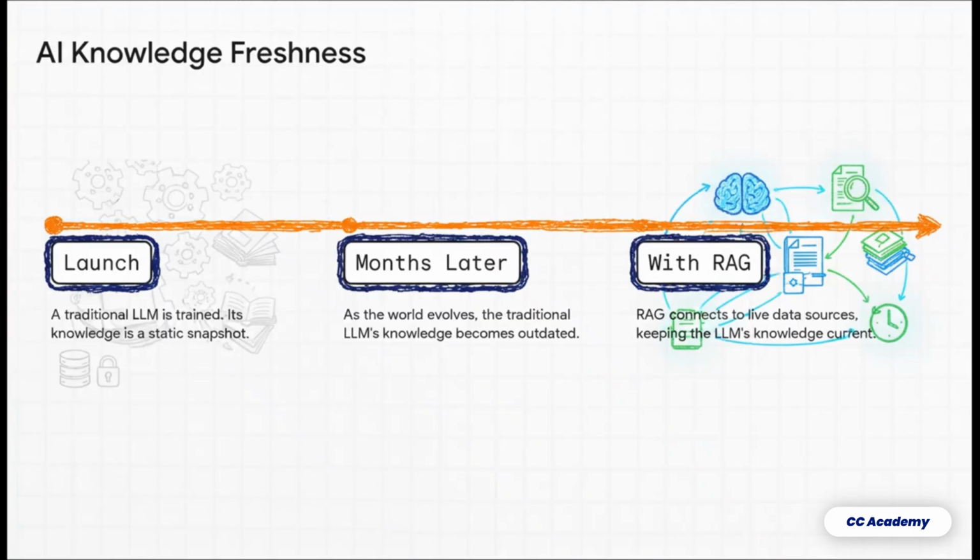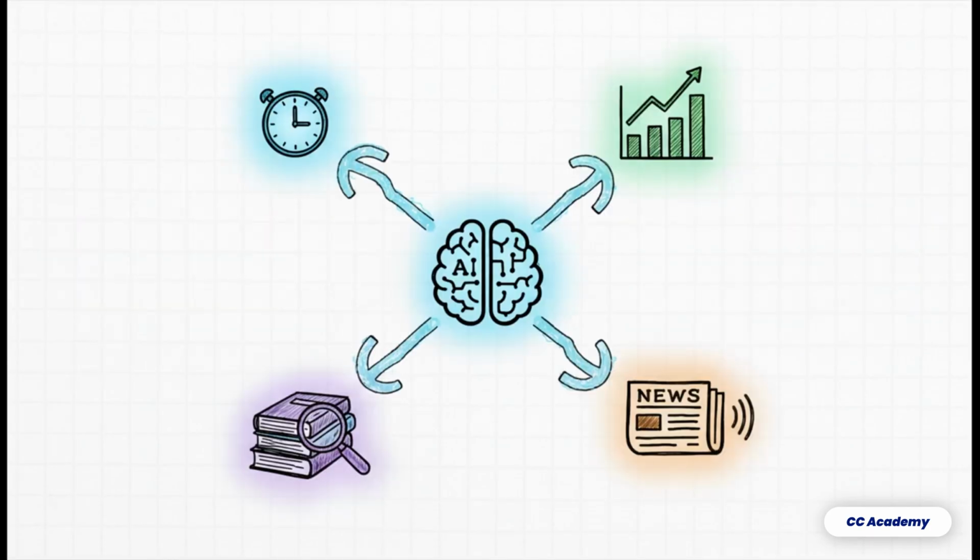Now this slide, this is interesting because it really shows you the problem of an AI going stale. A traditionally trained model is just a snapshot in time. As soon as the world changes, it becomes outdated. But a RAG-powered model stays current because its source of knowledge is alive and constantly updated. And that right there, that's the secret sauce. RAG can connect an AI to things like your company's latest sales numbers, live news feeds, or updated research databases. It makes sure the AI's answers aren't just smart, but also relevant and timely.